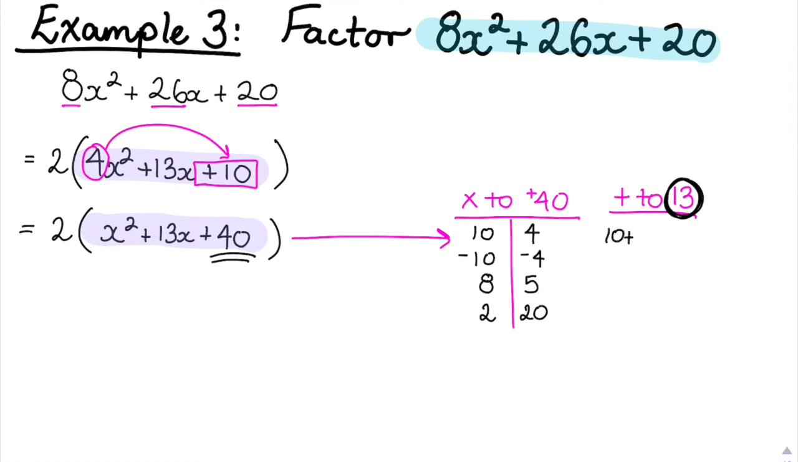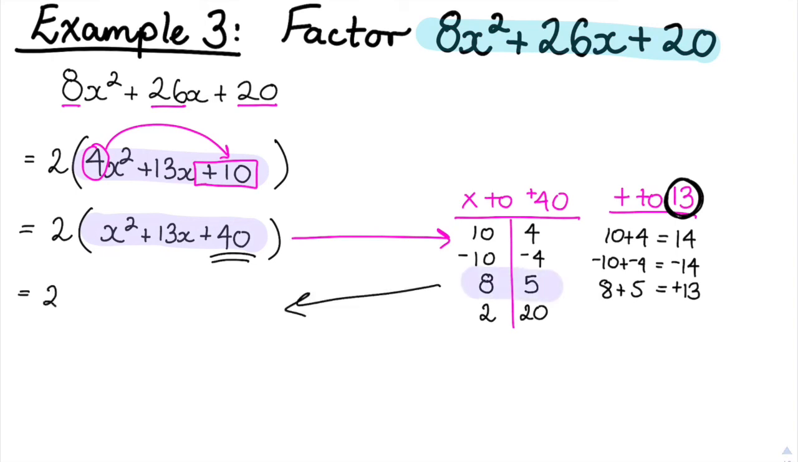Well, 10 plus 4 gives us positive 14. The negative 10 plus the negative 4 is just going to give me negative 14. 8 plus 5 gives us the positive 13 we are after. So we know that 8 and 5 are going to be our factors. So we have 2 multiplied by x plus 8 and multiplied by x plus 5.